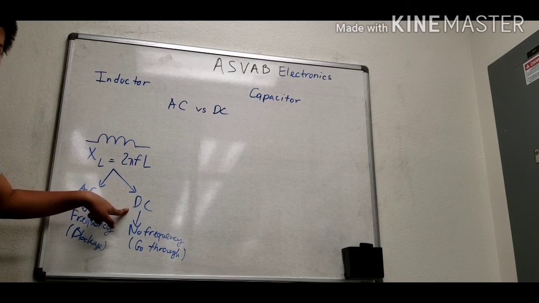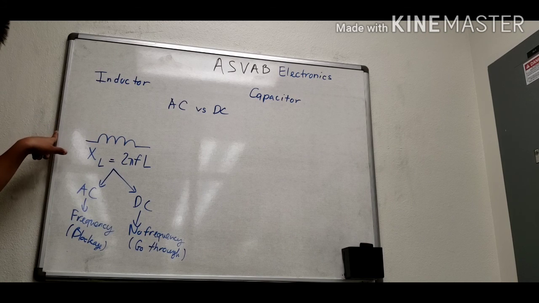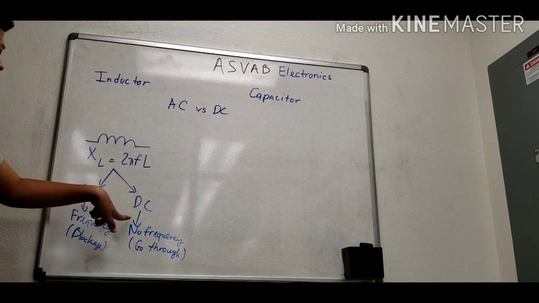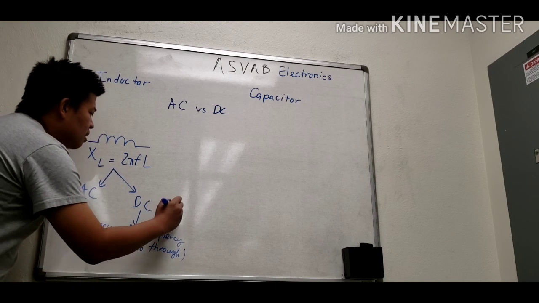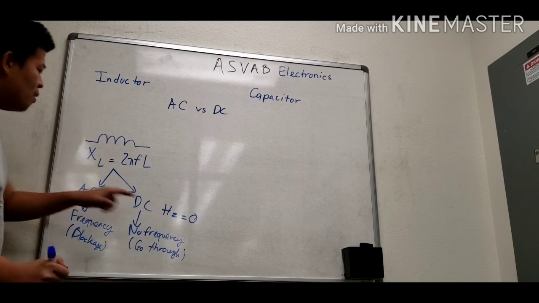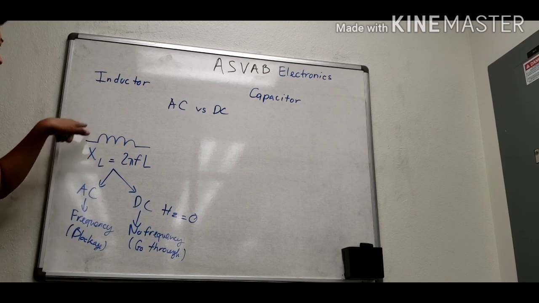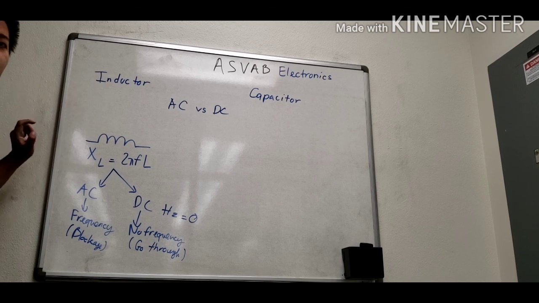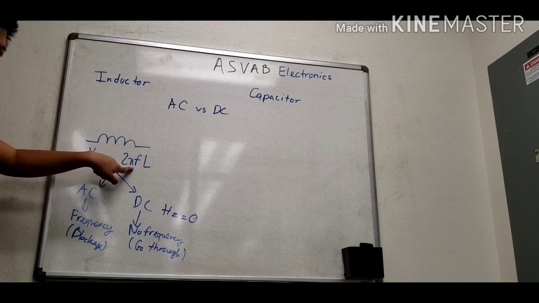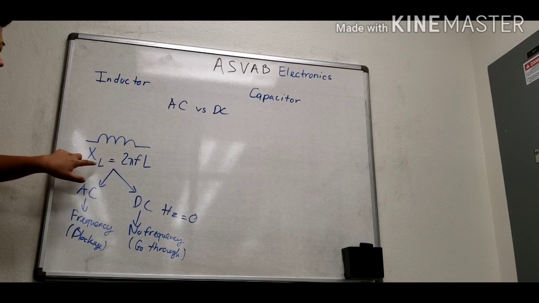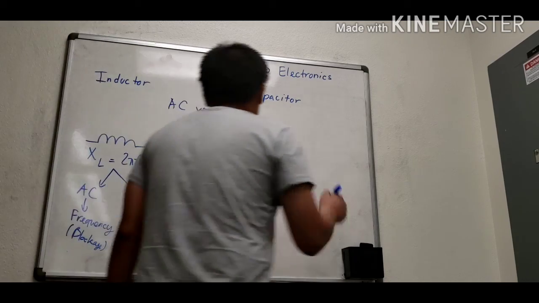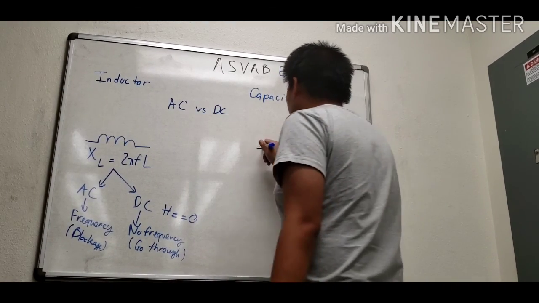If we use DC, the electron just goes through the wire, and because on the DC we have Hertz is 0, when we apply Hertz 0 in this formula, the resistance in the inductor will become 0. But if we apply the frequency, they can create the resistance on the inductor. So that's the important part. The next one is about capacitor.